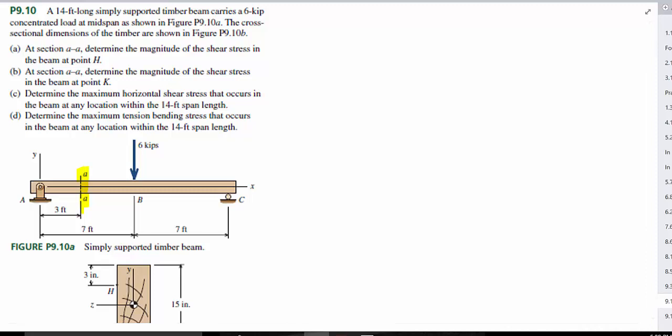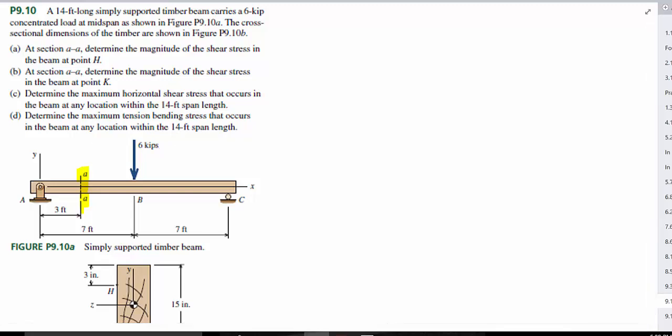We want to determine the magnitude of the shear stress at point H and the magnitude of the shear stress at point K. Then we want to determine the maximum horizontal shear stress that occurs anywhere along the member, and then determine the maximum tension bending stress that occurs anywhere along the member.